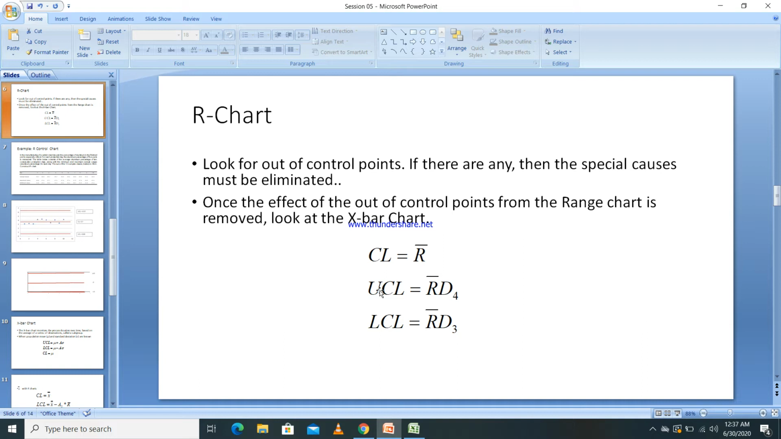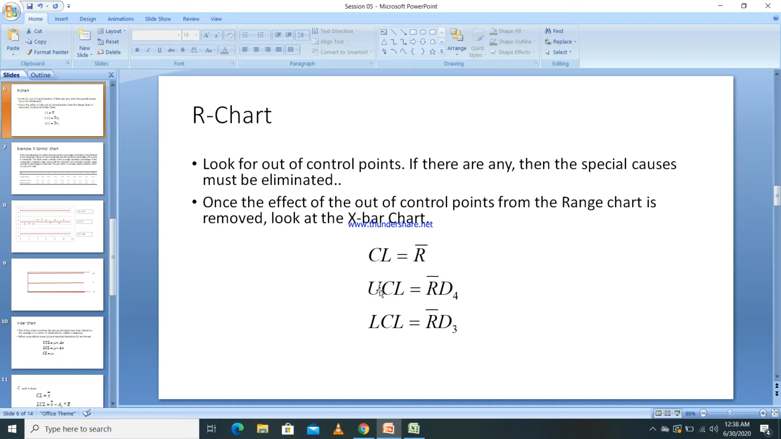So what we do is, when we use the R chart in order to monitor our process, the R chart is always looking for out of control points, right? So if you use your R chart, and if you can identify that your process is out of control, then what you have to do is stop your process and find out the special causes. That is why this happened. What are the causes for this out of control signal, right?